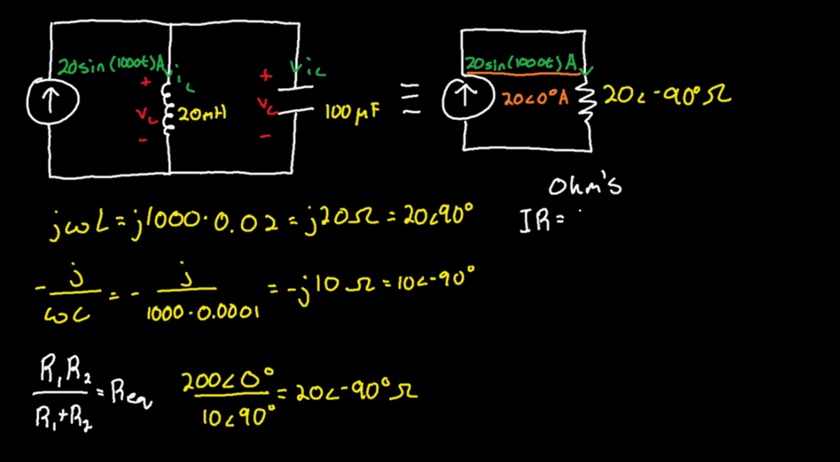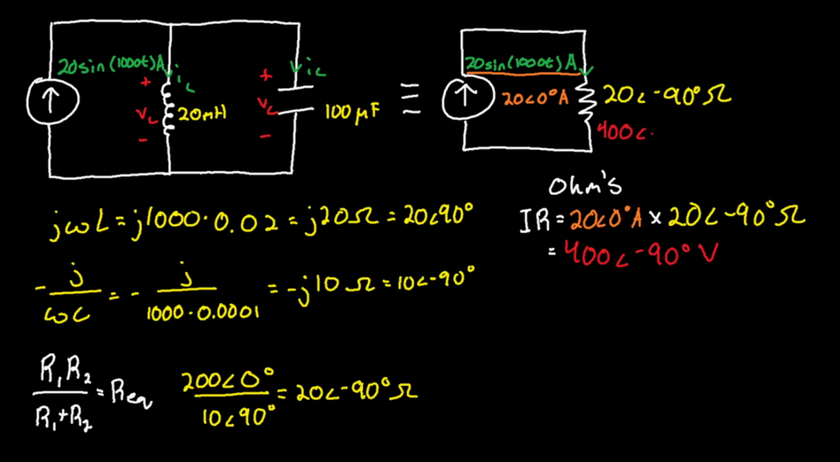I of R is equal to 20, let's use different colors, 20 0-degree amps times your impedance, 20 negative 90 degrees ohms. Well, if you put these two together, you should get a voltage, right? So 20 times 20 is equal to 400, and 0 plus negative 90 is simply negative 90. So this right here is the voltage at this resistor. So 400 negative 90 degrees volts.